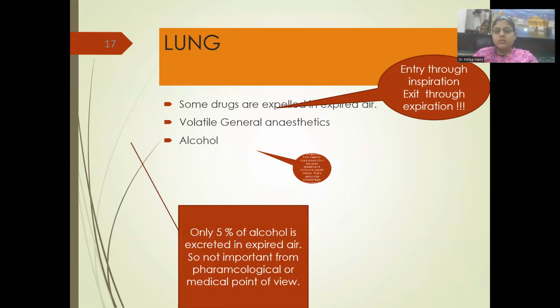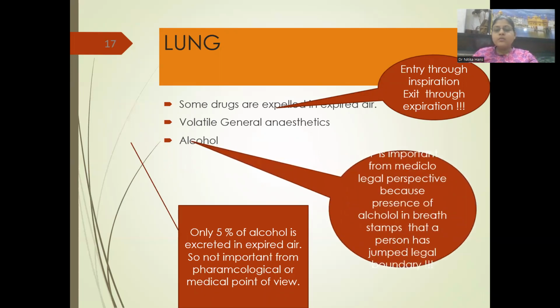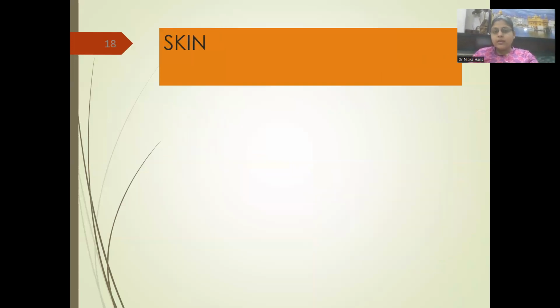Alcohol: only 5% of alcohol is secreted in the expired air, so it is not important from a pharmacological or medical point of view. But from the medico-legal perspective, the presence of alcohol in breath means the person has crossed the legal limit, meaning the person is alcoholic. To check whether the person is alcoholic or not, we can test the expired air, and the presence of alcohol will be against the medico-legal perspective. Paraldehyde can be excreted by the lung.